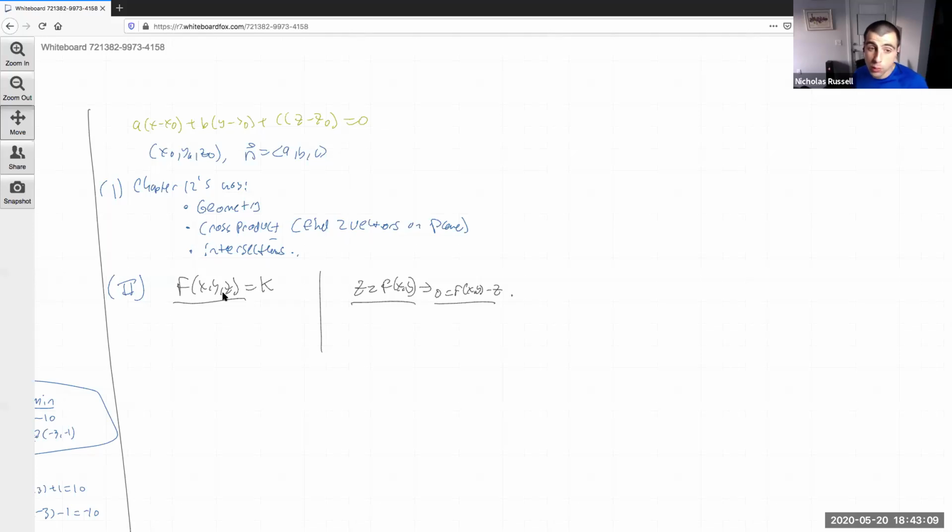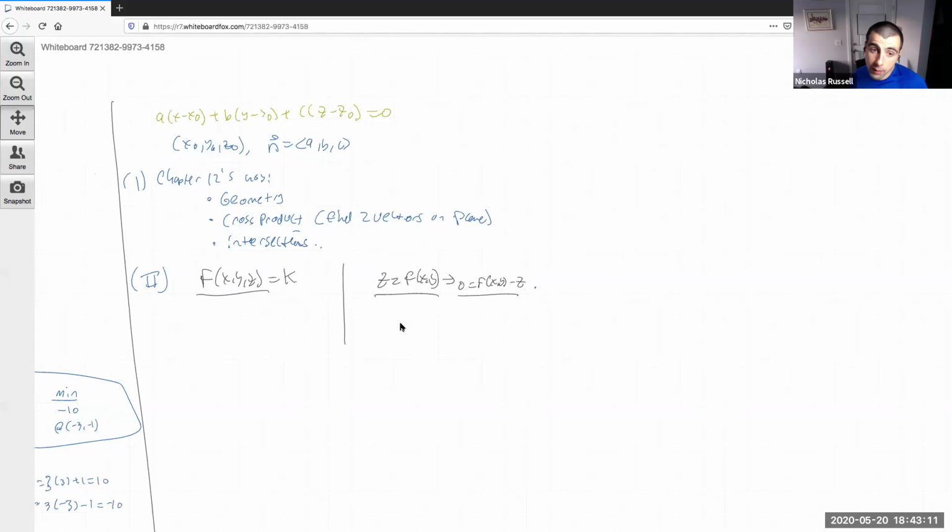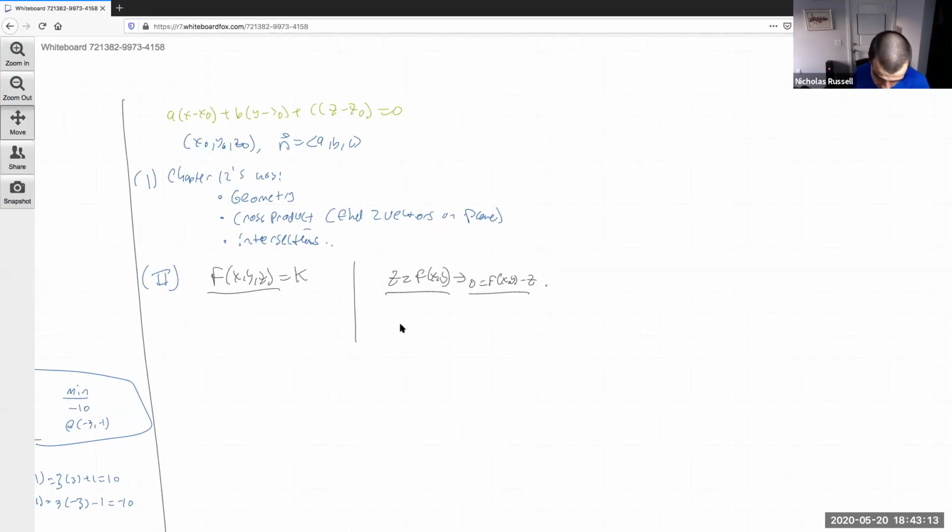So I have a function just of x, y, and z is equal to a constant k. Your normal vector here is just the gradient of f at the point x0, y0, z0, whichever point you're at. That's that technique, where what I do is calculate the gradient. And that's my normal vector here.